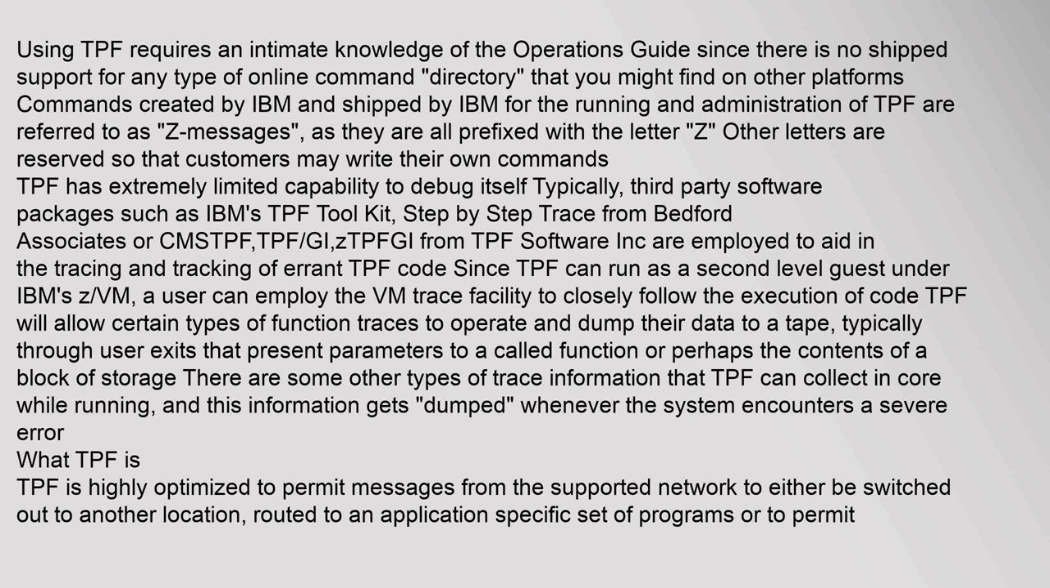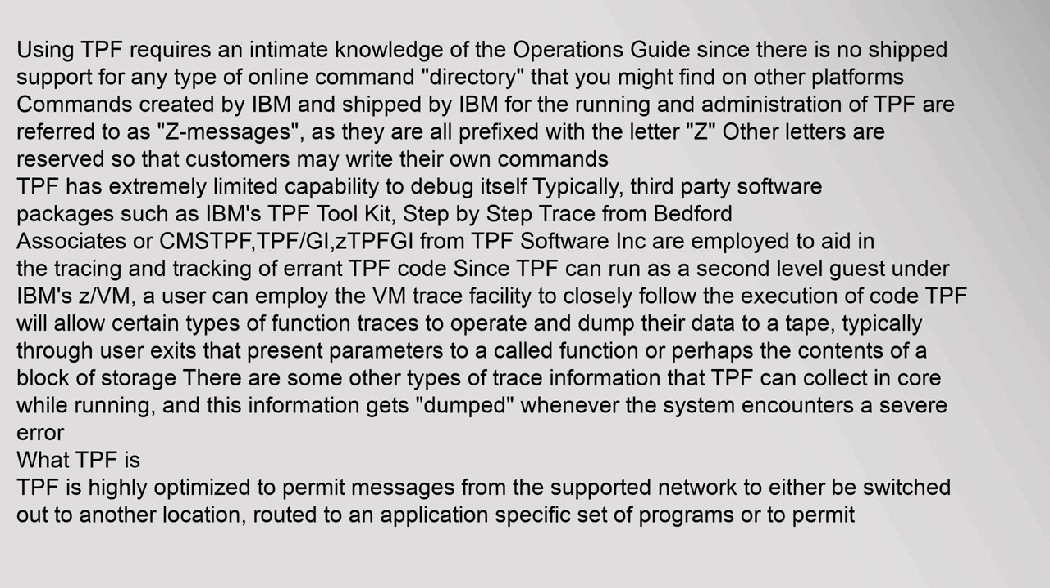TPF will allow certain types of function traces to operate and dump their data to a tape, typically through user exits that present parameters to a called function or perhaps the contents of a block of storage. There are some other types of trace information that TPF can collect in core while running, and this information gets dumped whenever the system encounters a severe error.